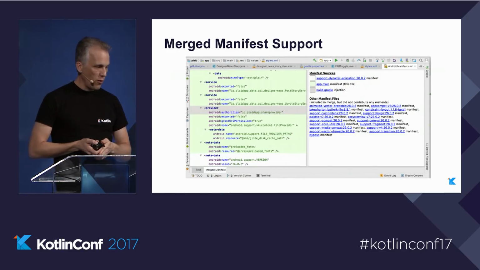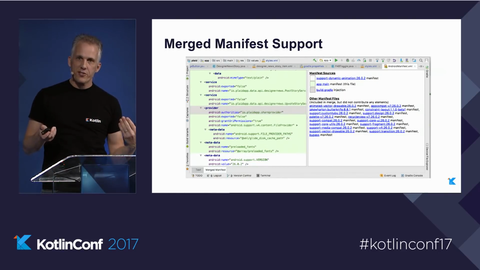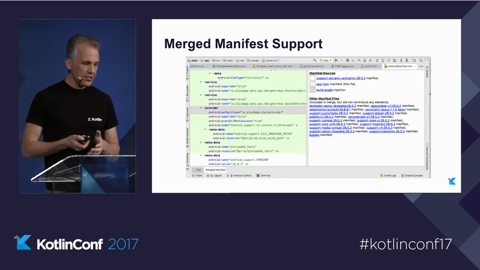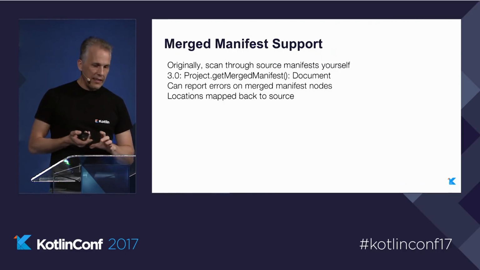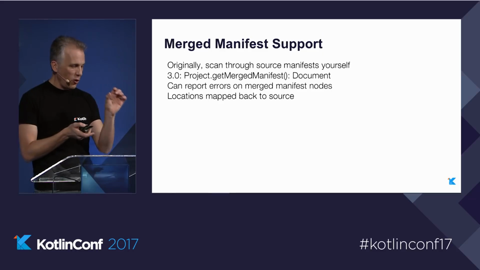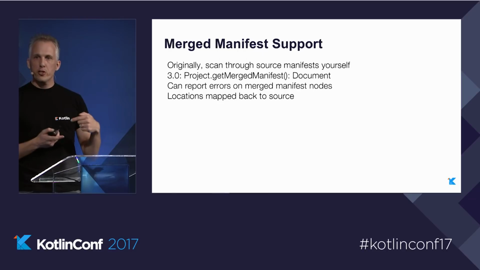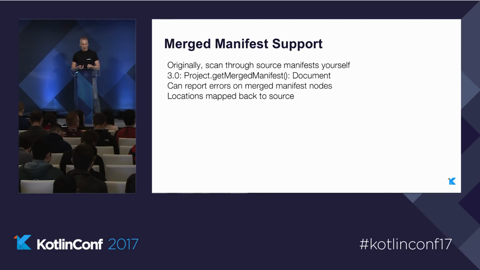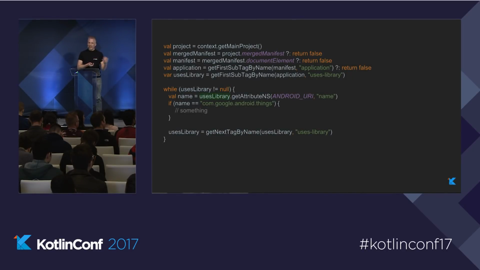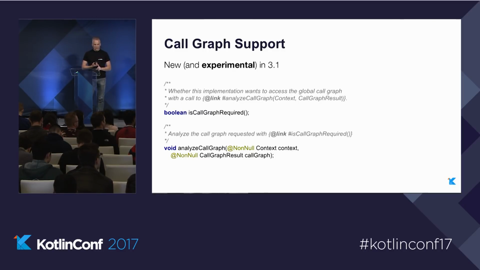Android also has support for, Android has merge manifests, right? Where the results are coming from different sources. In Lint, you typically had to add your own little code that looked at each manifest and did this merge for yourself. You don't have to do this anymore. You can tell Lint, I want the merge manifest. This works in the IDE as well. And you can report errors, and it automatically maps things back to the source code. So this makes it a lot easier to do sort of whole program analysis without having to do the manifest merging on your own.